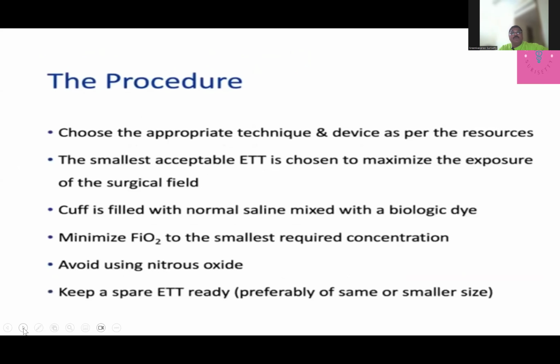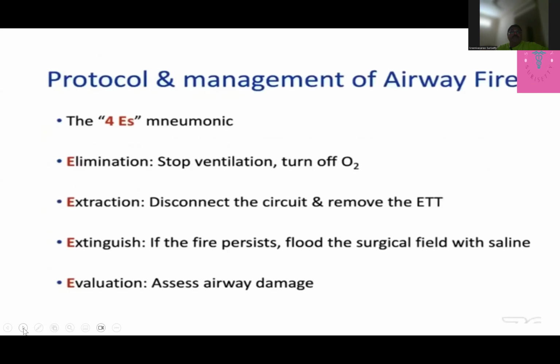Choose the appropriate technique and device as per the resources. The smallest acceptable endotracheal tube is chosen to maximize the exposure of the surgical field. The cuff is filled with normal saline mixed with a biological dye like methylene blue, and you have to minimize the FiO2 to the smallest required concentration, avoid the use of nitrous oxide, and keep a spare endotracheal tube, preferably of smaller size.